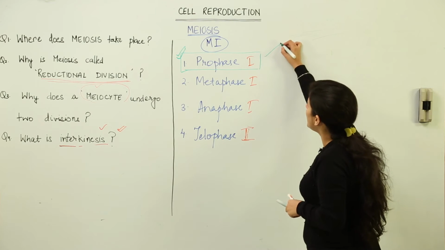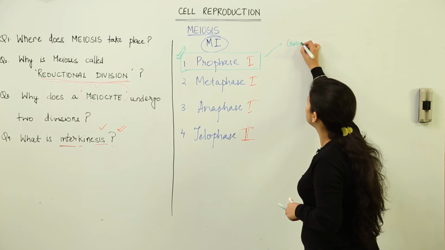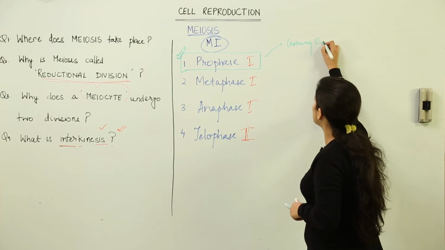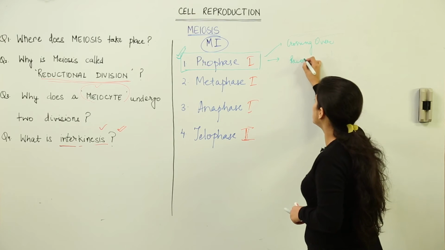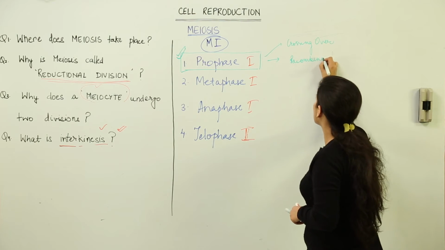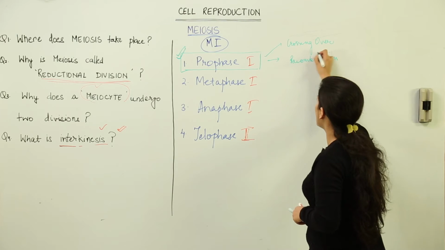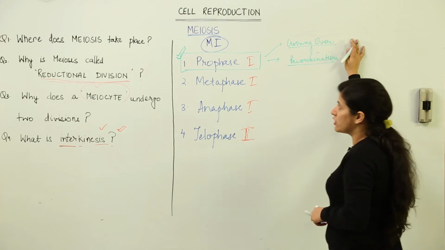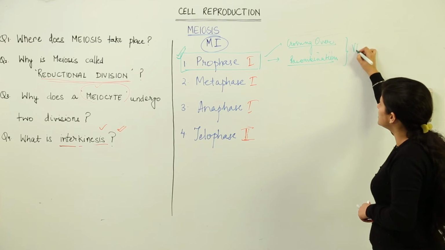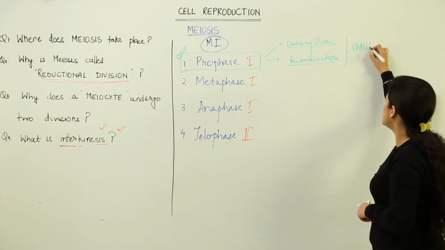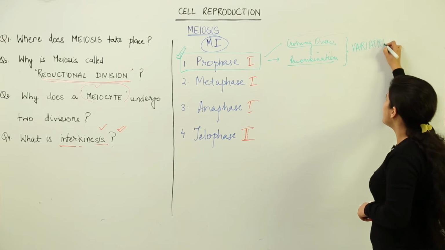In this prophase 1, there are many things which are happening, many important biological phenomena like crossing over. We'll get to this, what it is, crossing over, recombination. These two things are very important when we talk about sexual reproduction, because these two things are going to lead to an important evolutionary phenomena that is known as variation development.